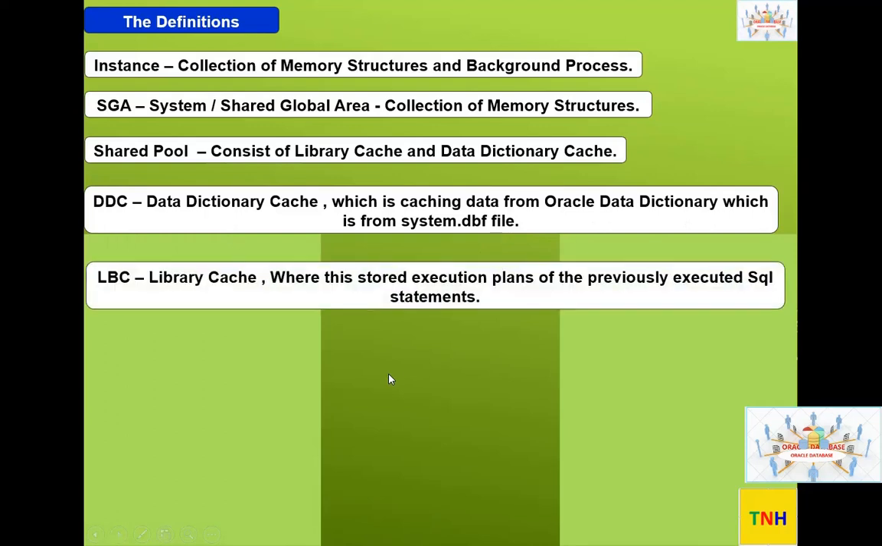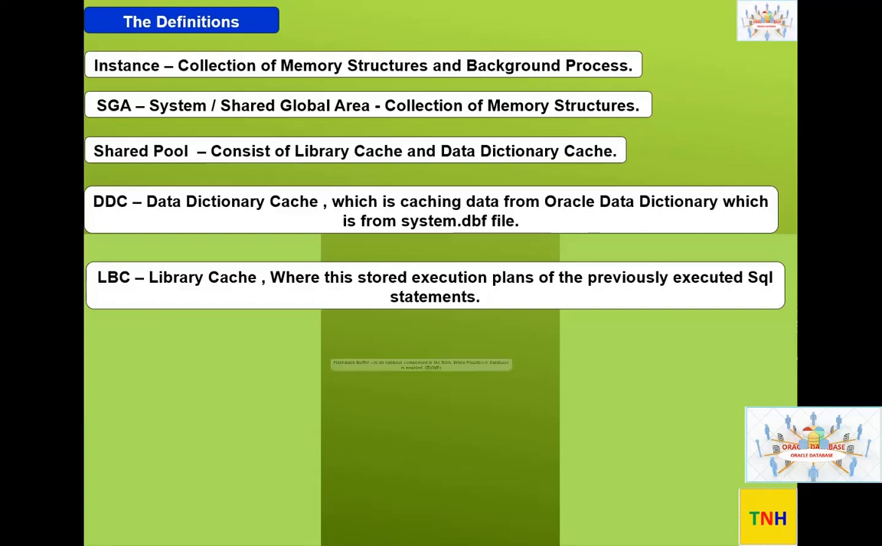Already explained. Library cache. Again, it is given. Library cache, where the execution plans of the previously executed SQL statements are stored, right? Library cache, that is what. So that's also explained previously: SQL execution plans of previously executed SQL statements. Okay.